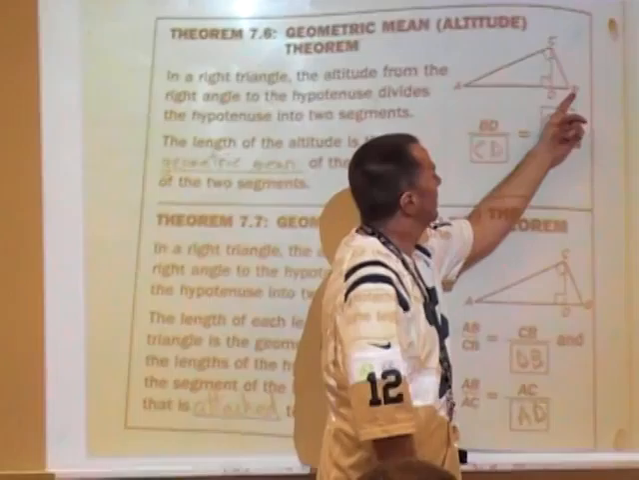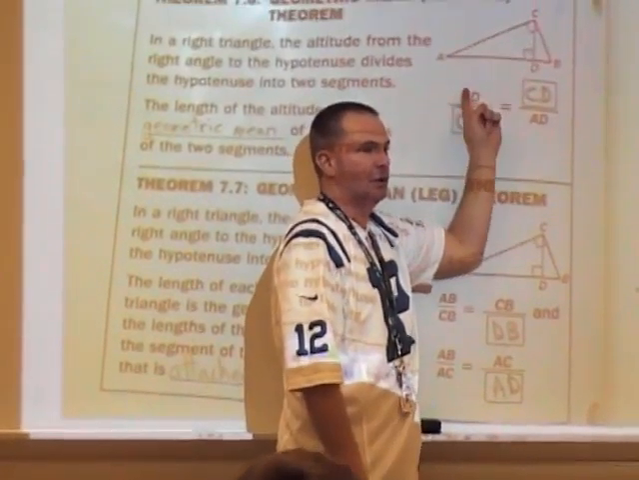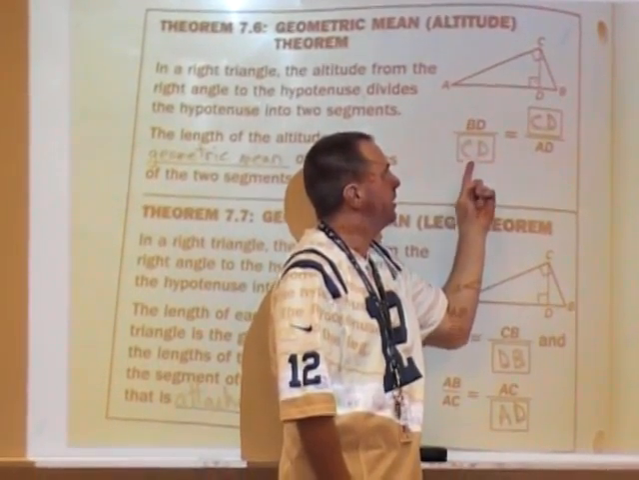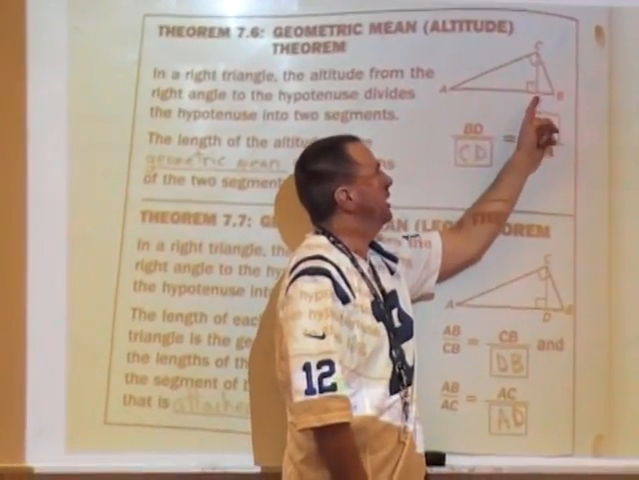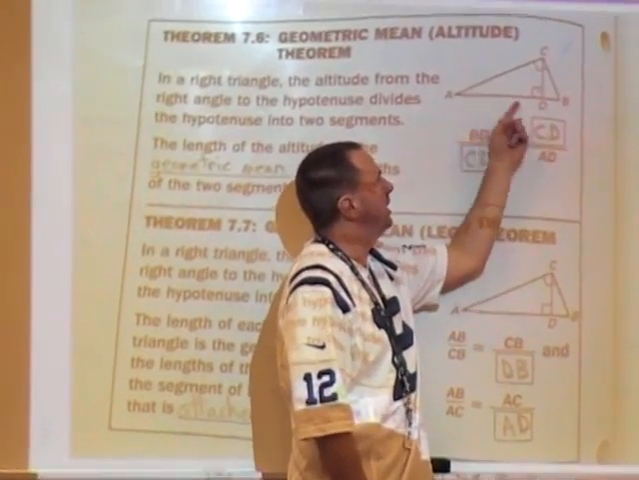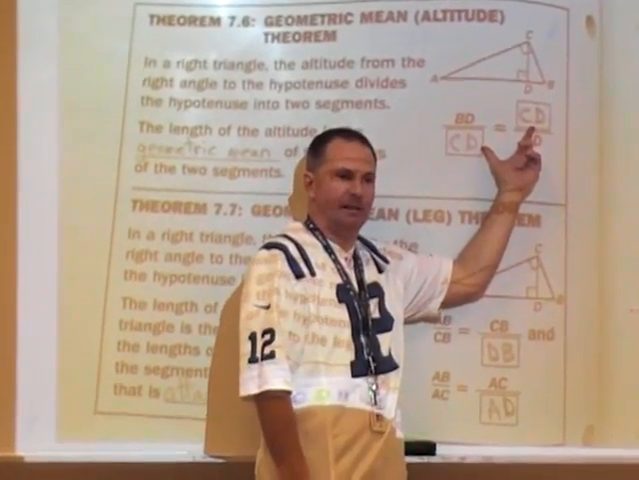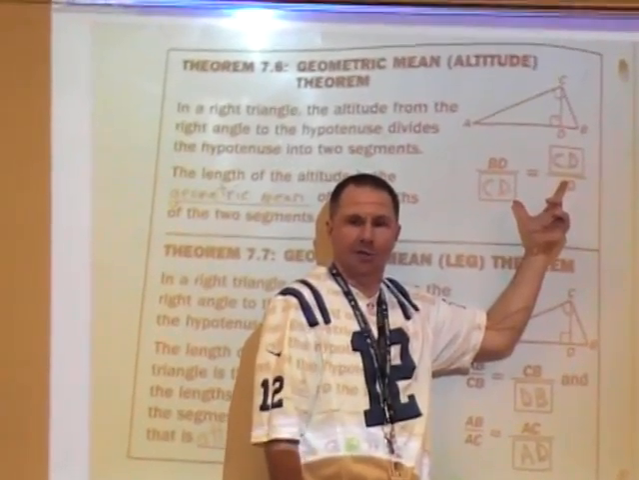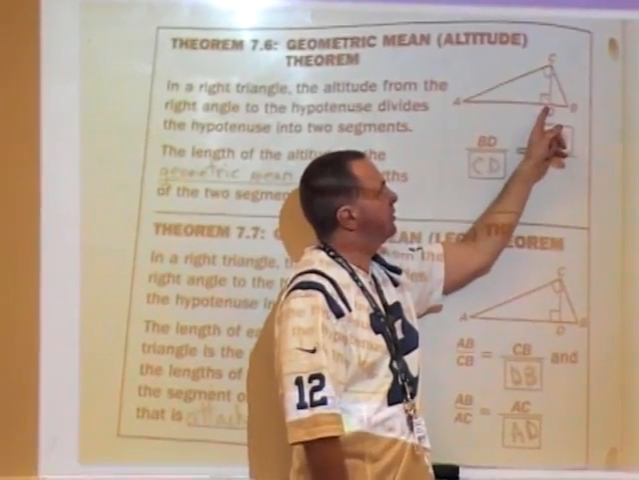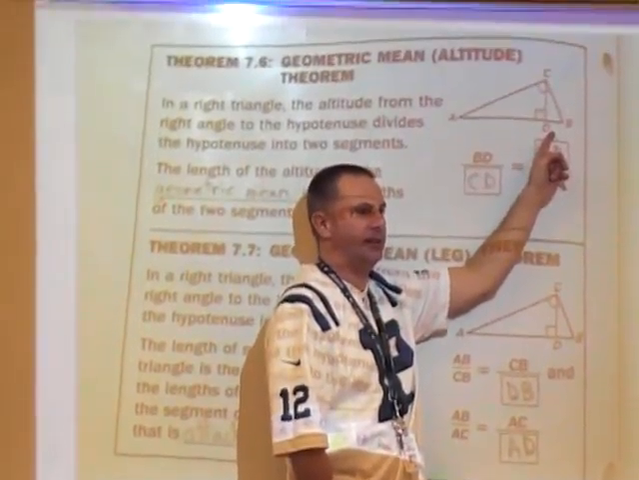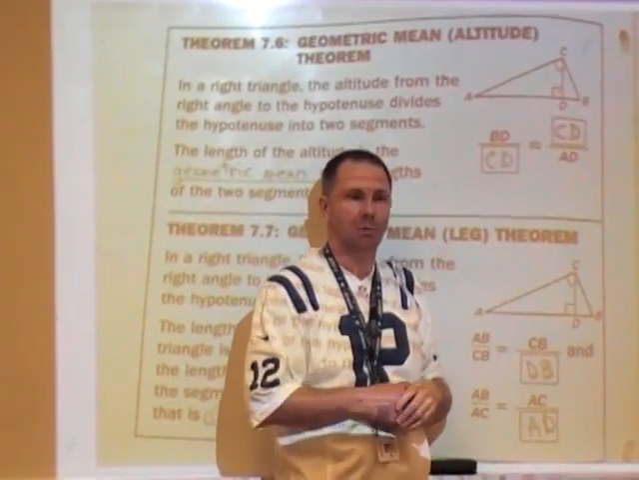So BD, the short leg, is to CD, the long leg, as the short leg is to the long leg of this other triangle. Notice that these two are exactly the same. This is what you get for your geometric mean: BD times AD. The altitude that cuts this side is the same as if you just multiply these two together and take the square root.